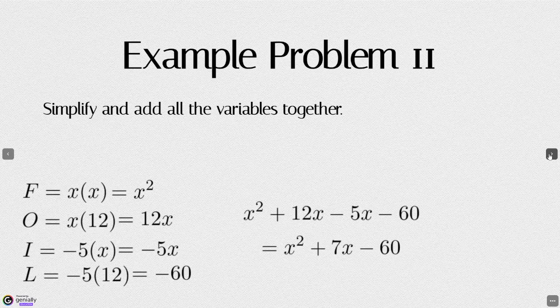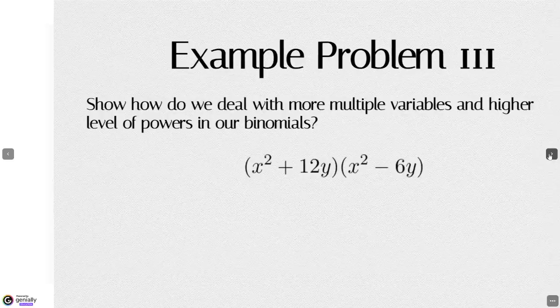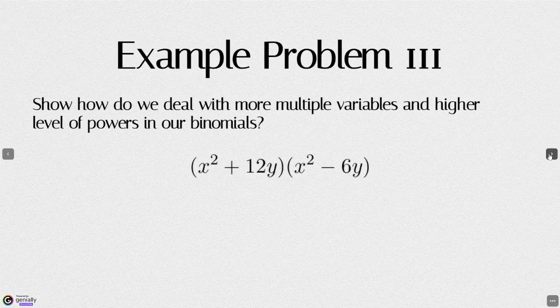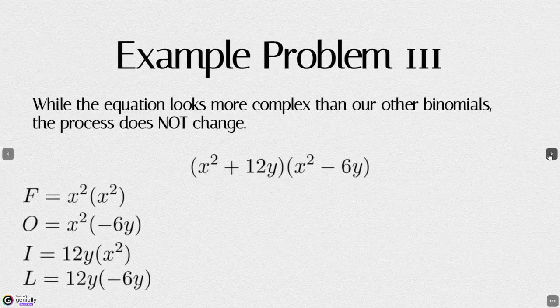Now, for the last example problem that we have, it looks complicated, but it's actually the exact same solution as well as the exact same steps that you have taken for our previous problems. For our third example problem, we have binomials that have multiple variables as well as high level of powers in our binomials. In this case, I have chosen the example x squared plus 12y times x squared minus 6y. Our steps are the exact same as example problem number 2.